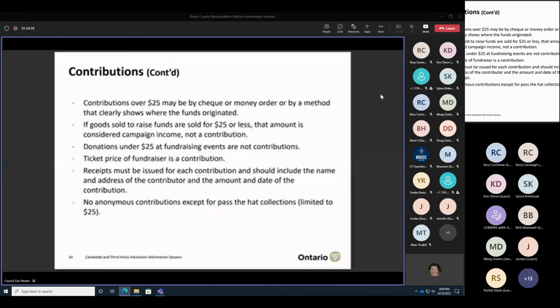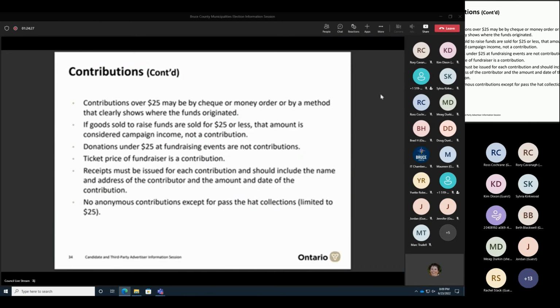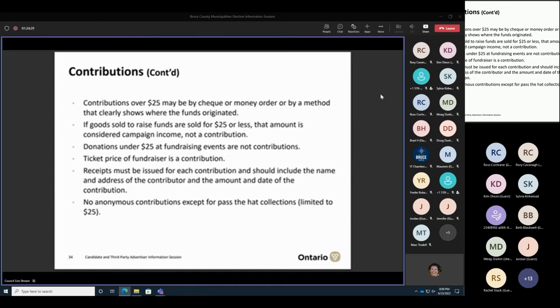Contributions Part 4. Campaign contributions are monies, goods, or services given to a candidate for his or her election campaign. Cash contributions may only be accepted up to $25. Contributions more than $25 must be made by check, money order, or by a method that clearly shows where the funds came from.